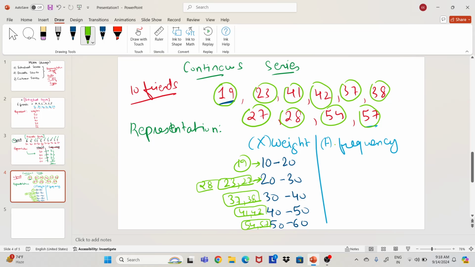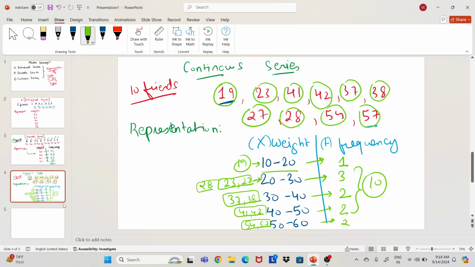So what would be the frequency? There is only one of my friends that lies in this range, so the frequency would be 1. Here there are 3 of my friends, here 2 friends, and again 2 friends in this range. You'll add this up and get 10 as the answer, that is 2 plus 1 plus 3 plus 4 plus 6, 10. So this is continuous series.